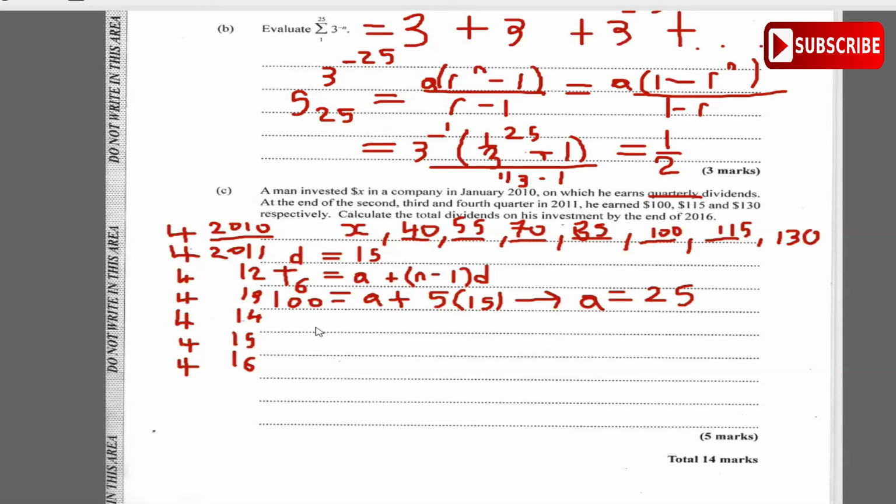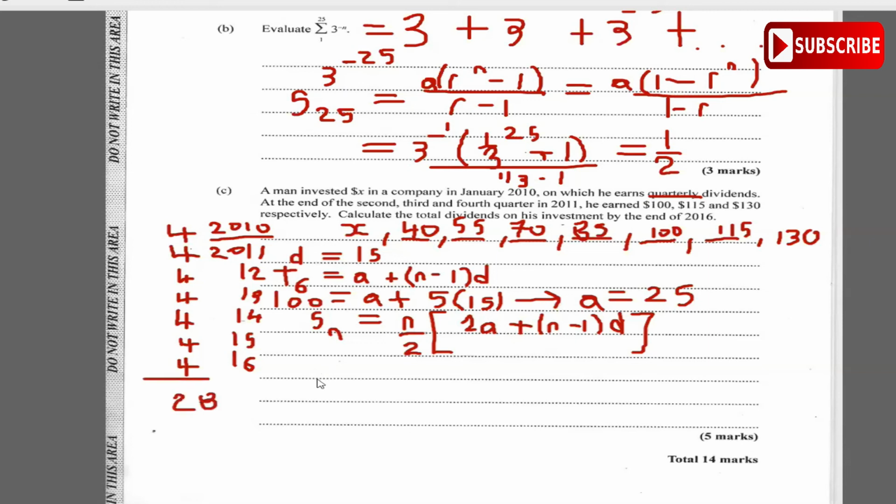So we need to find the sum of the first 28 terms. First thing we need to remember is how we find the sum of an arithmetic progression: Sn is equal to n over 2 times (2a plus (n minus 1) times d). That's how we find the sum of an arithmetic progression. All you're going to do is plug in n as 28 dividends. So n is 28.